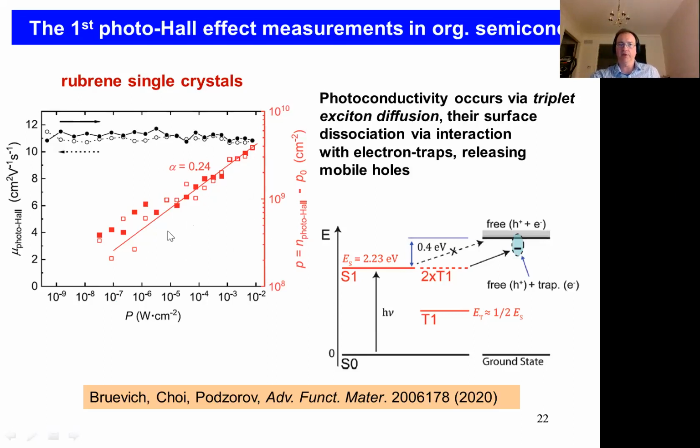But the additional twist here is that now I understand that the mechanism of photoconductivity generation is actually triplet exciton interaction with surface defects, electron traps. So the triplet comes up to the surface through diffusion and interacts, apparently, with an electron trap. So the electron is trapped and the hole is released. So the mobile hole is moving and carrying the photocurrent in the system. That's the newer understanding of the fundamental mechanism of photoconductivity in these high purity rubrene crystals.